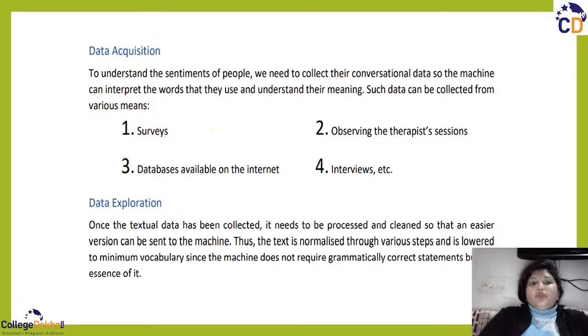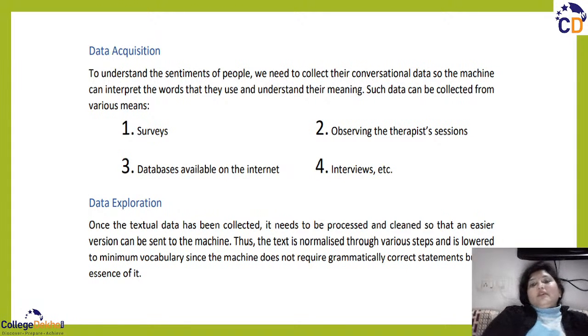Like, you can conduct an offline or online survey, right? Second is observing the therapist session, like one person is sitting and observing the behavior of the doctor or psychiatrist and the patient also, right? The third thing is data available on the internet. So this would be your online source, right?